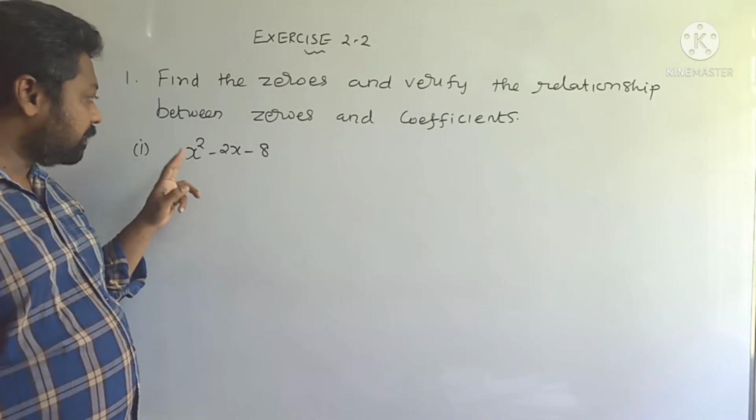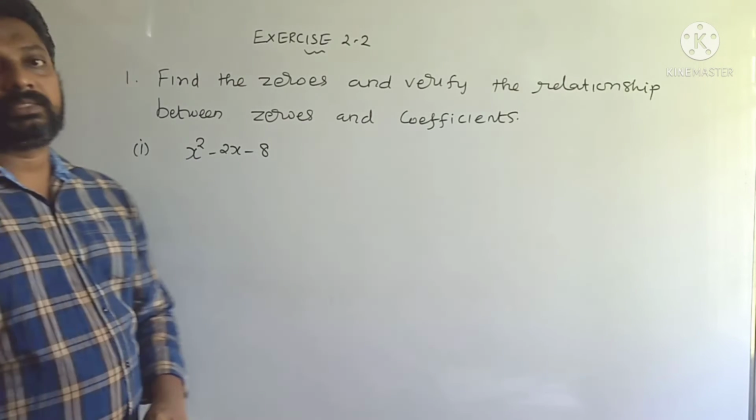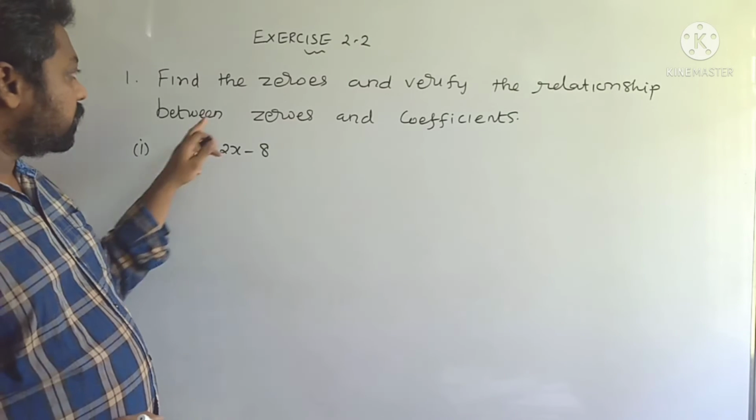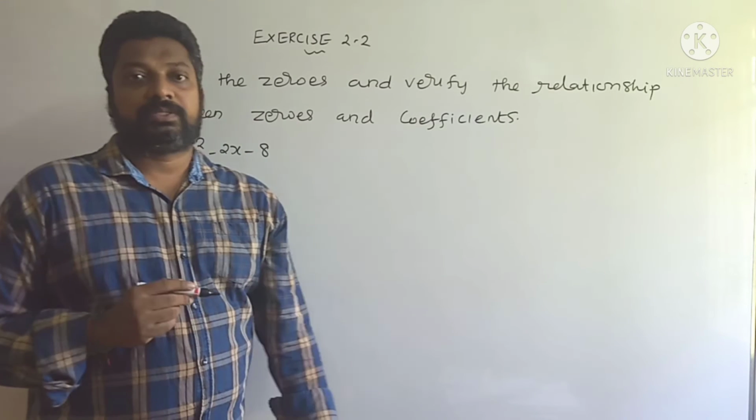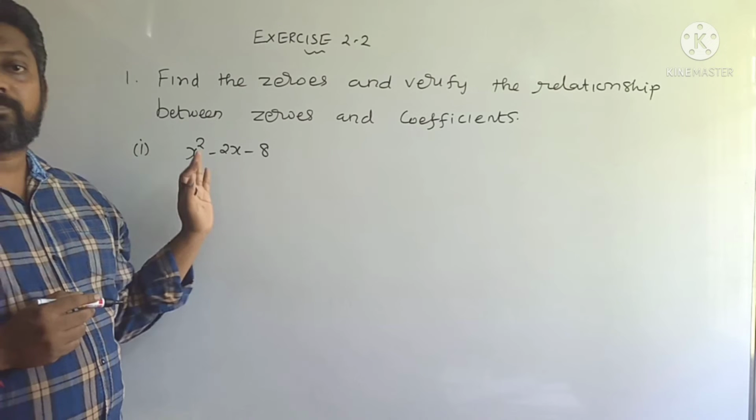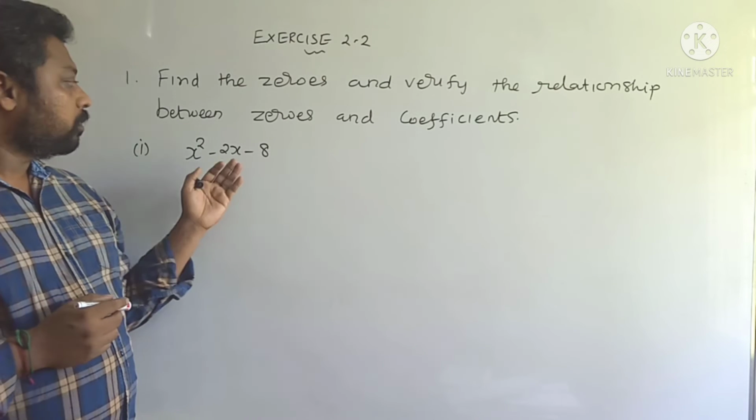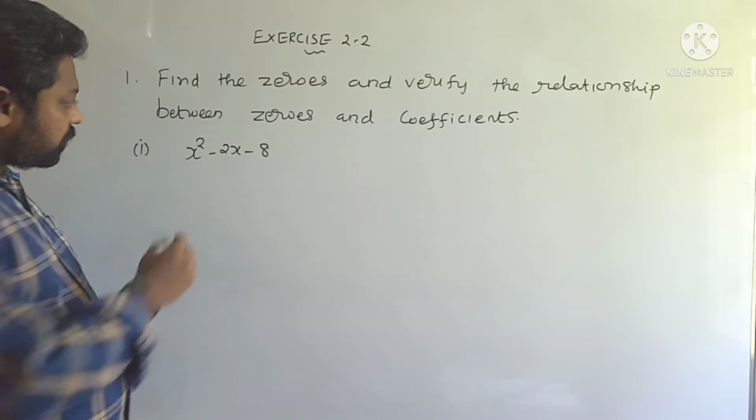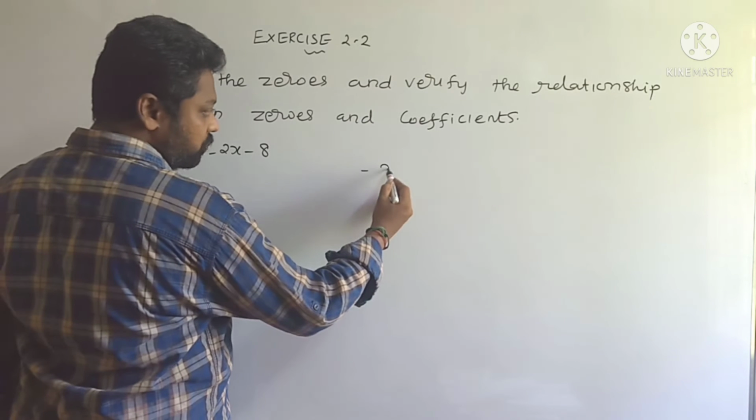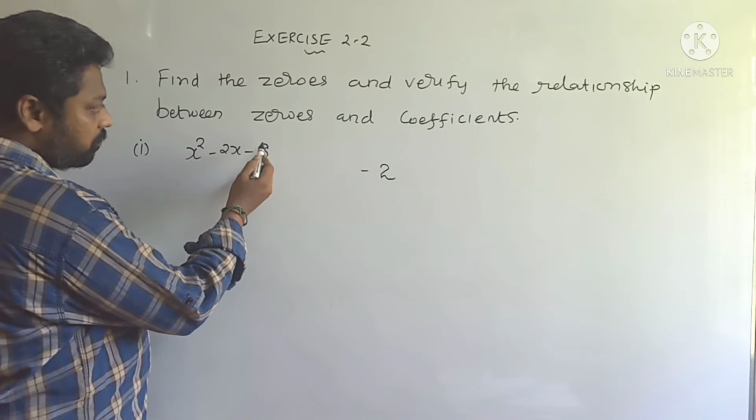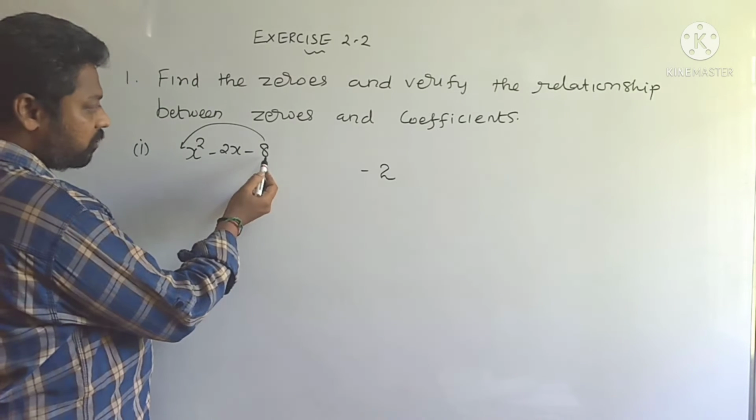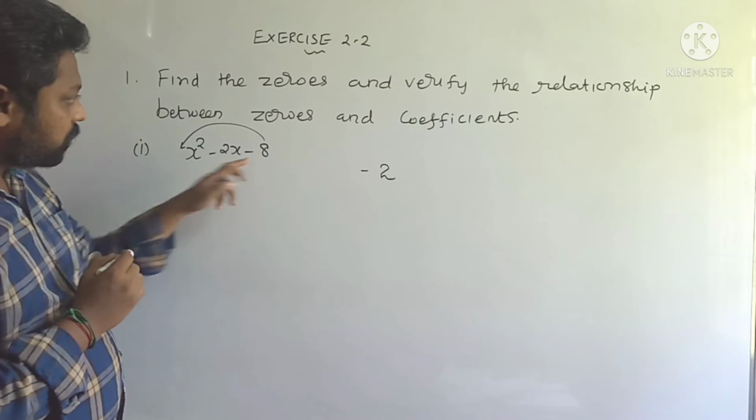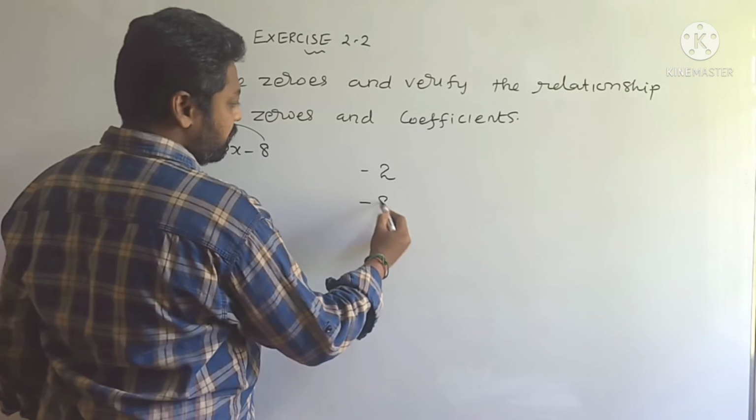In the first Roman, x square minus 2x minus 8. Okay, so now we solve it, we find the zeros and verify the relation between zeros and coefficient. So how to find the zeros? You know, by splitting the middle term we can do, or by using quadratic formula. Fine. So what is the sum here? The sum is minus 2. What is the product? Product is the multiplication of constant term and the coefficient of x square. Coefficient of x square is 1, so 1 into minus 8, it is minus 8.